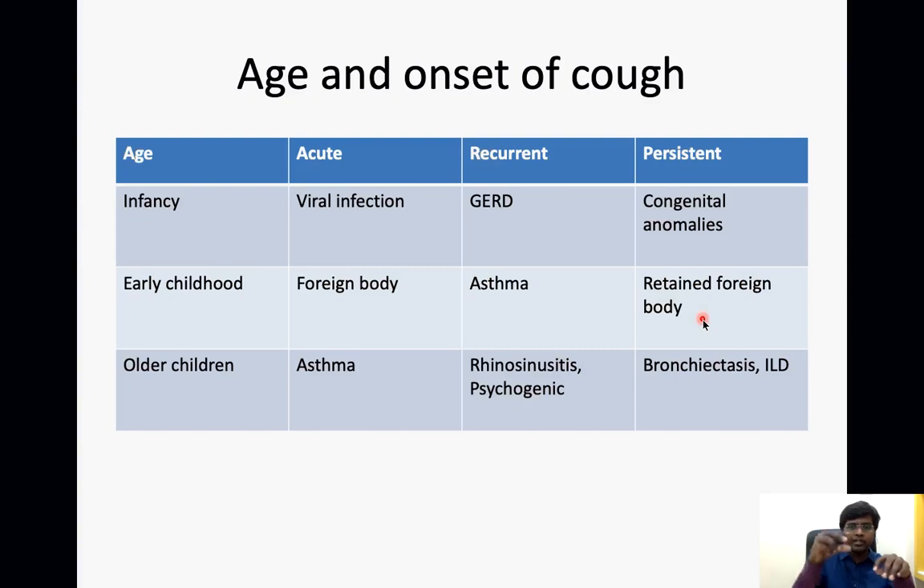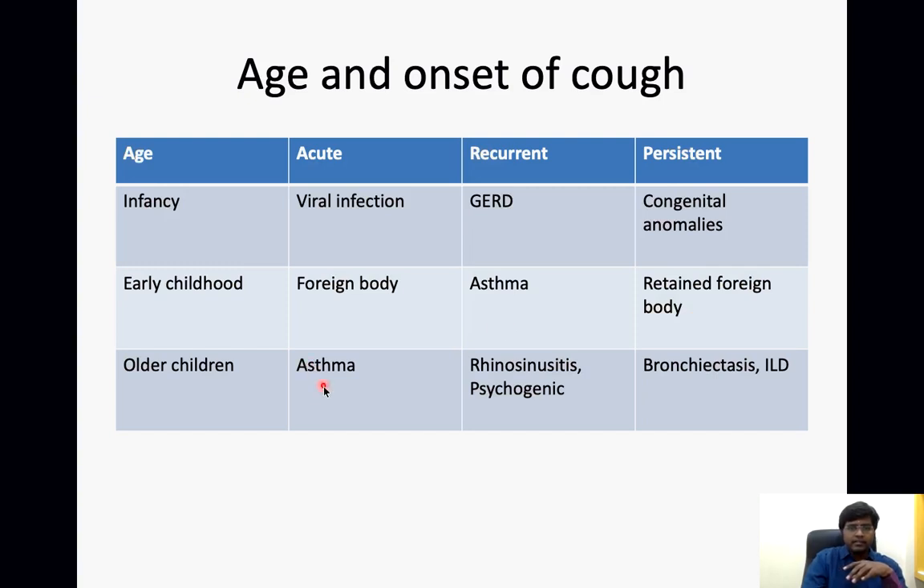Then, when the foreign body goes and obstructs the carina, the junction of the left and right bronchus, the child might again become tachypneic and breathless, and have a lot of cough. So you have to think of a retained foreign body that has not been removed in a child with persistent cough.